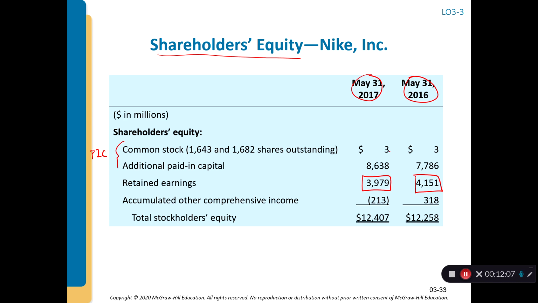Common stock is at the par value, right? And the additional paid-in capital is the price at which the stock was purchased minus the par value, right? The information about the number of shares the company has authorized and how many shares have been issued and outstanding must be disclosed either directly in the balance sheet or in the notes.